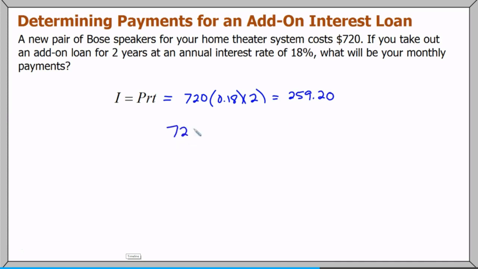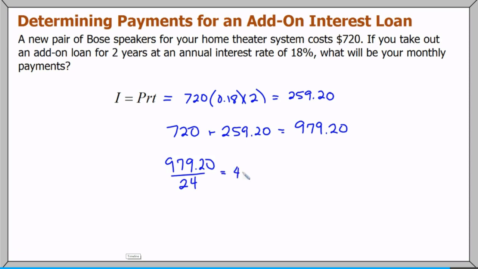Next, we need to add the interest to the purchase price. So we have 720 plus $259.20 for a total of $979.20. Finally, to find the monthly payments, we divide this amount by 24 months, because there are 24 months in 2 years. $979.20 divided by 24 is equal to $40.80.